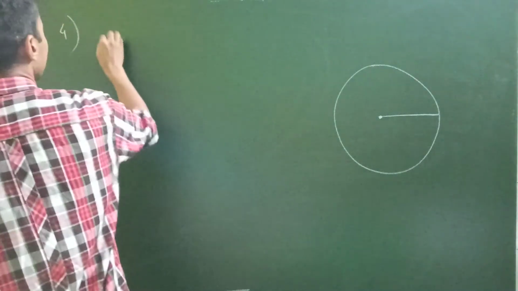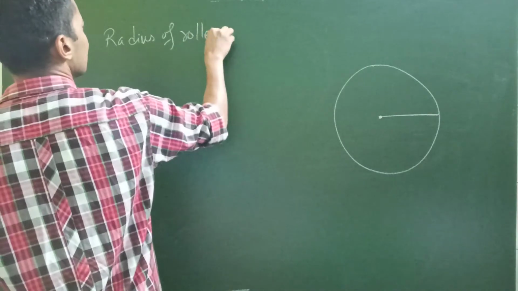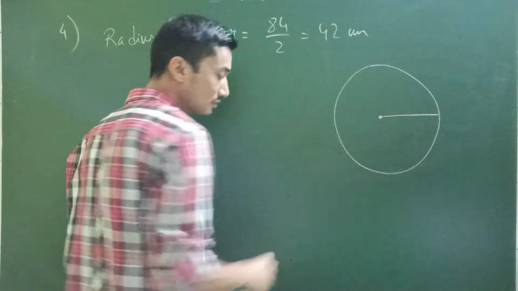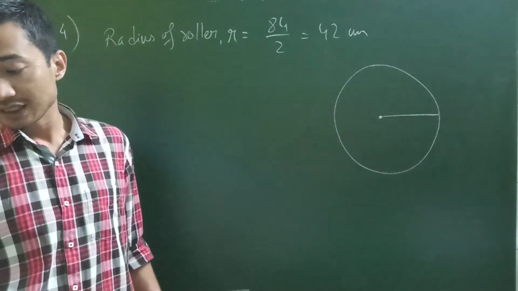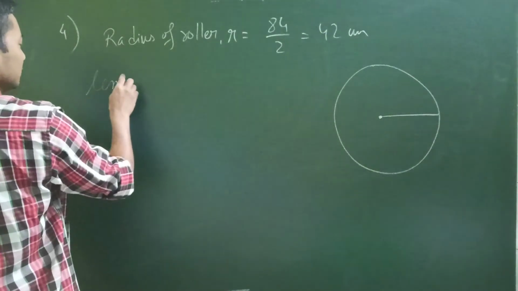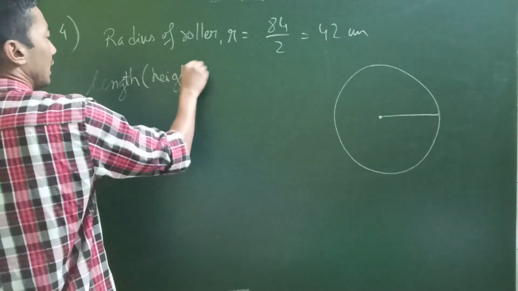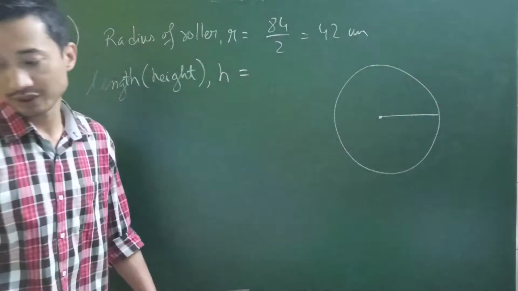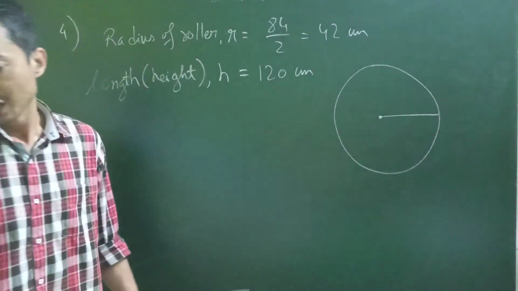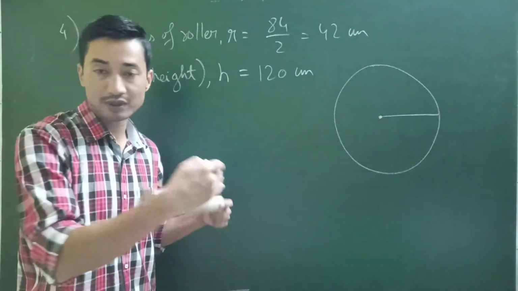So what will the radius be, quickly? Radius of roller is diameter by 2, so that's 42 centimeter. And its length, again, the length. If I put it vertical, it's going to be the height. So length, or in other words, height, h, is given to be 120 centimeter. It says it takes 500 complete revolutions.